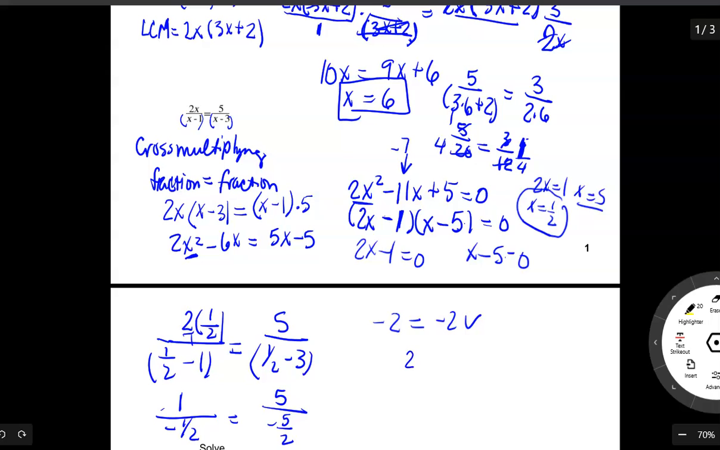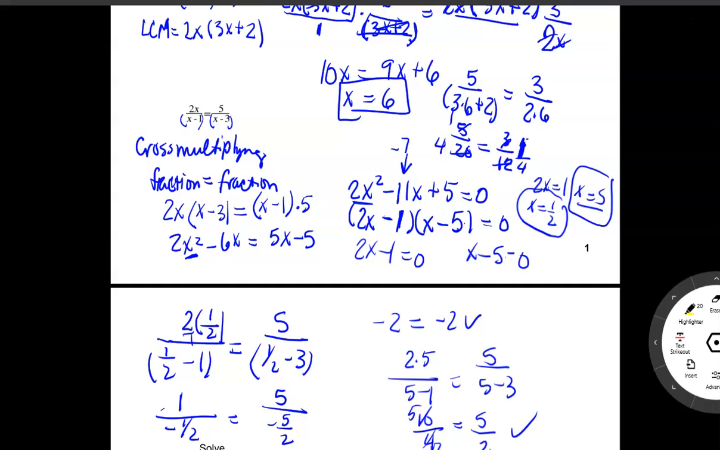Plugging 5 in, I get 2 times 5 over 5 minus 1 equals 5 over 5 minus 3. 2 times 5 is 10. 5 minus 1 is 4. 5 minus 3 is 2, so 5 over 2. And that also works. The 10 over 4 reduces to 5 over 2. So that one works as well. So we got two answers, 1/2 and 5.